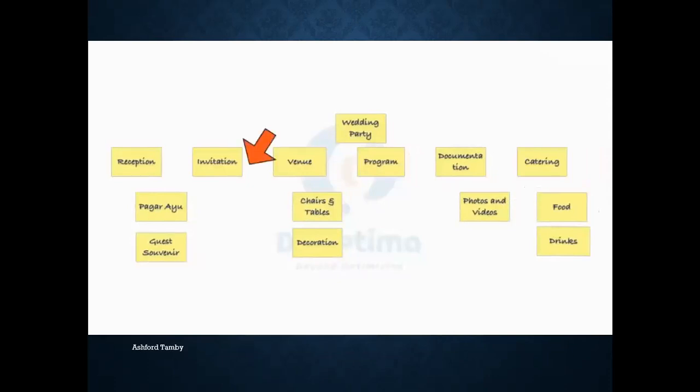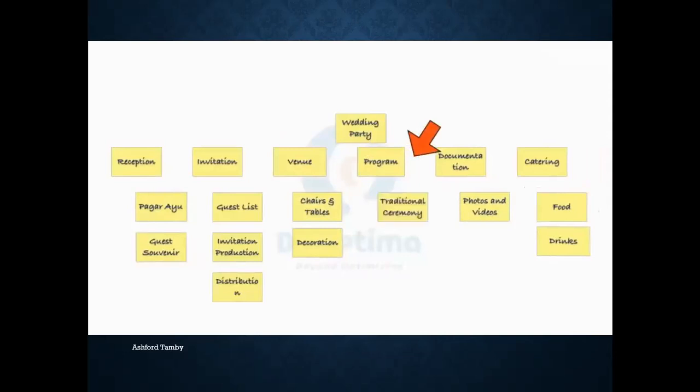Invitation. We need to have a guest list first, then we have to print the invitation. The last deliverable would be the distribution. The program is decomposed into two deliverables, traditional ceremony and master ceremony. For the documentation, we add another deliverable, album creation.